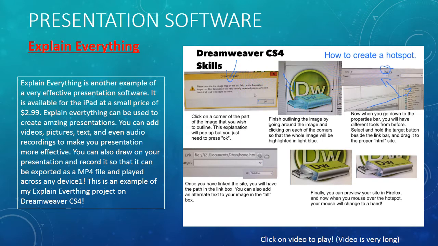Once you have linked the site, you will have the path in the link box. You can also add alternate text to your image in the ALT box. Finally, you can save your work and preview your site in Firefox. And now, when you mouse over the image, it will change your mouse to a hand.